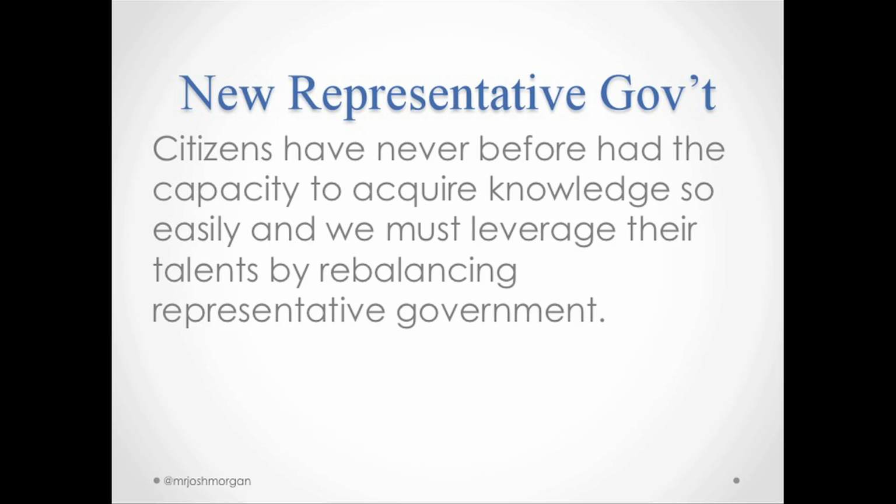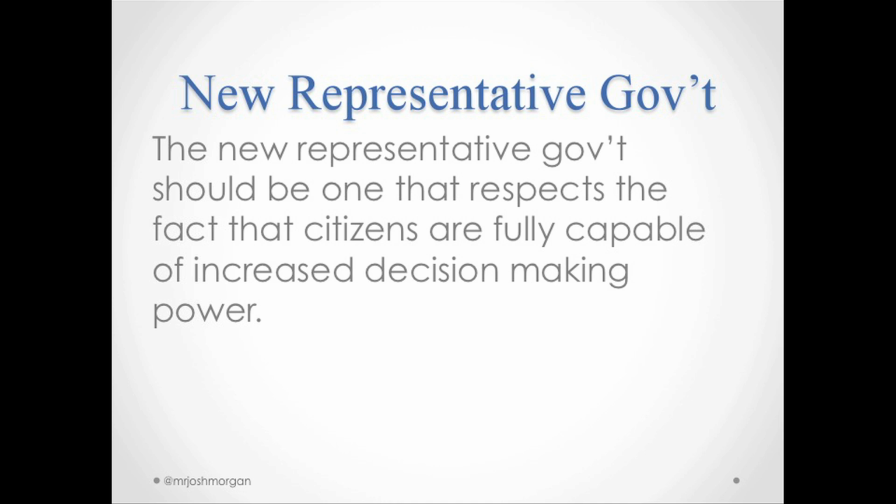So what I think we need to do is we need to recognize that citizens have never before had the capacity to acquire knowledge so easily, and we need to leverage that citizen talent and knowledge by rebalancing representative government. We need to think about a new type of representative government, or an evolution of it, one that respects the fact that citizens are fully capable of increased decision-making power. And we should hand some of that power back to the citizens sooner rather than later. It'll make all of our local government stronger. Thank you.